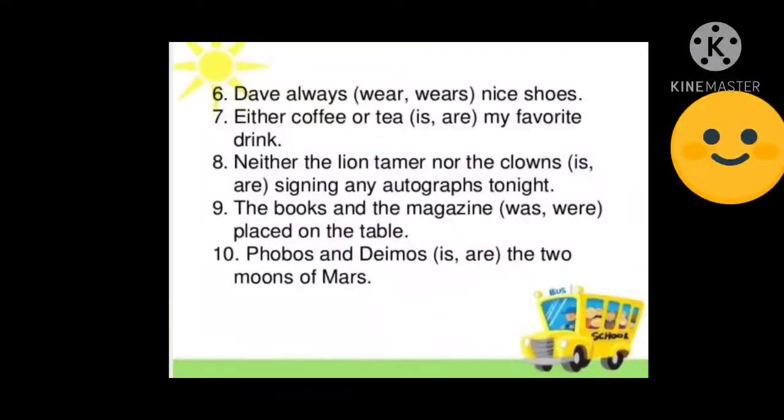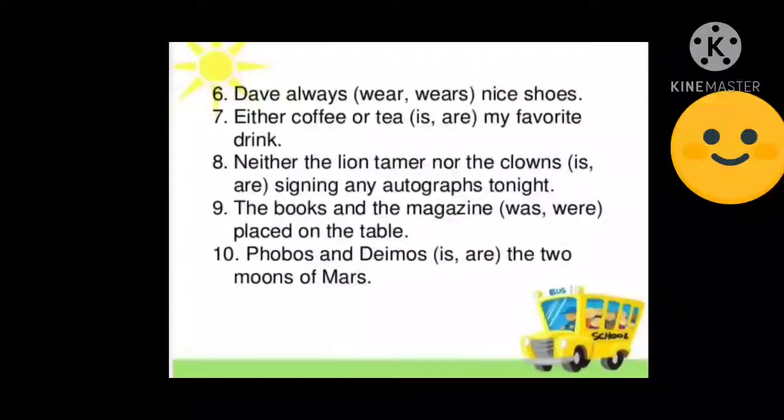Verb must be singular. Either coffee or tea. Now remember the rule: either or, neither nor, not only but also. Then we consider the nearest subject. So, what is the nearest subject to the verb? Tea. Is tea singular or plural? Usually singular, because it is an uncountable material noun. So, either coffee or tea is my favorite drink.